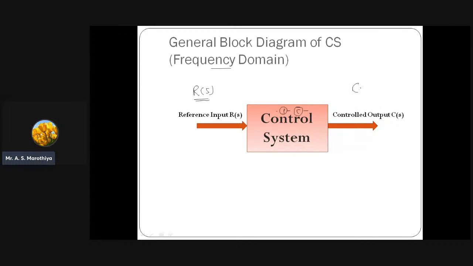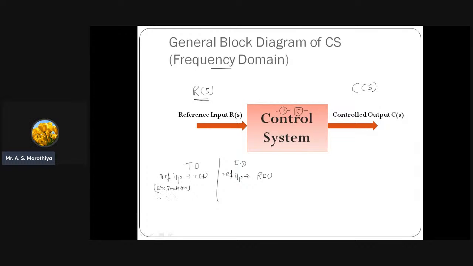Now here we need to use capital C of S to indicate the controlled output. This point you have to remember: in case of time domain, the reference input signal is indicated by symbol small r of t. But in case of frequency domain, the same reference input signal we are going to indicate by capital R of S. Reference input is also called excitation. Excitation means input. This is very important.